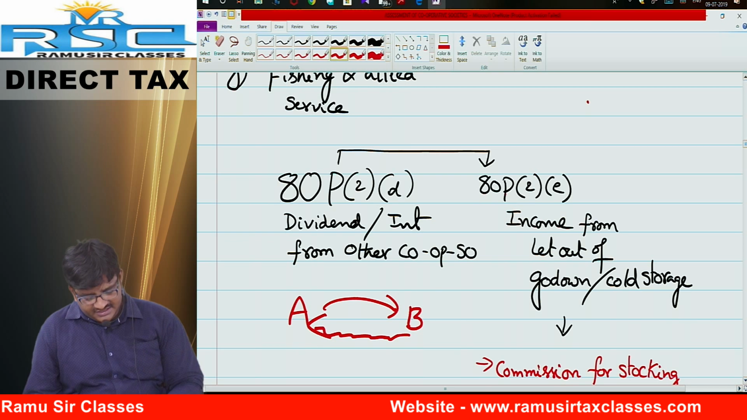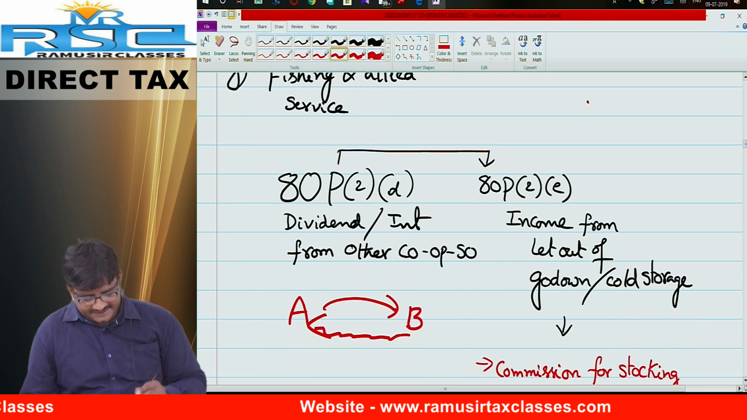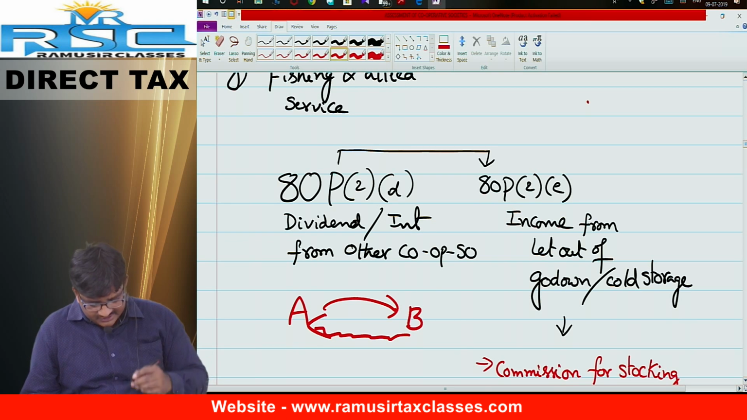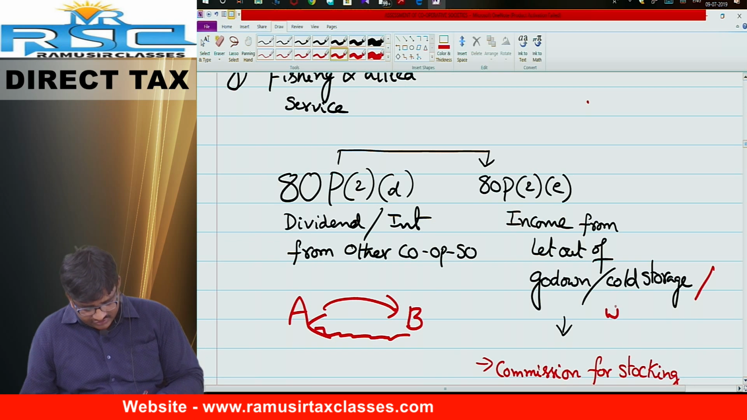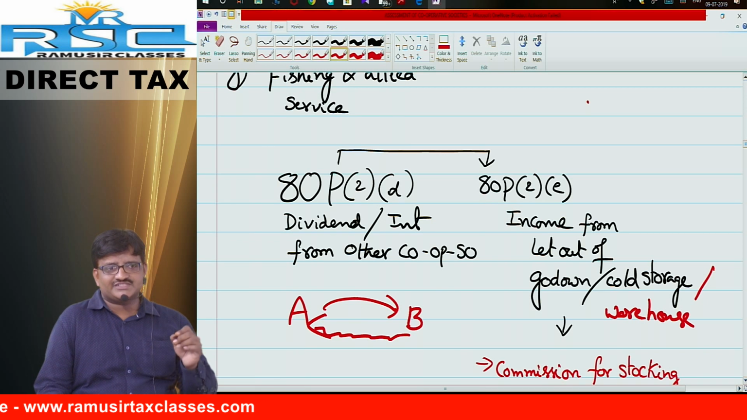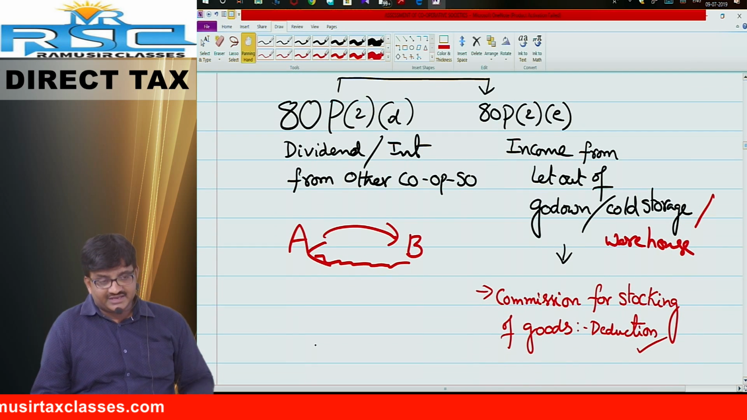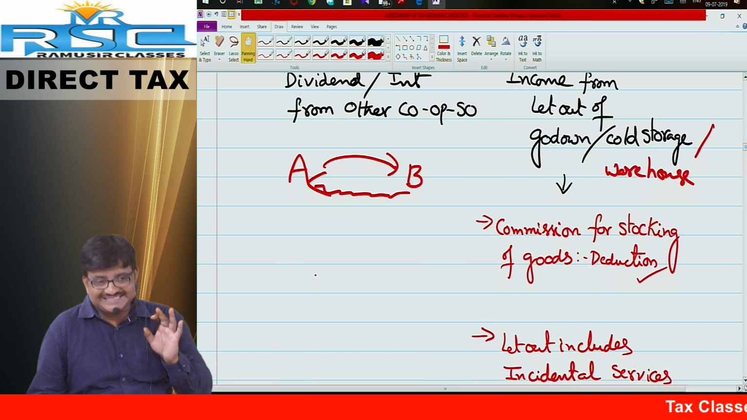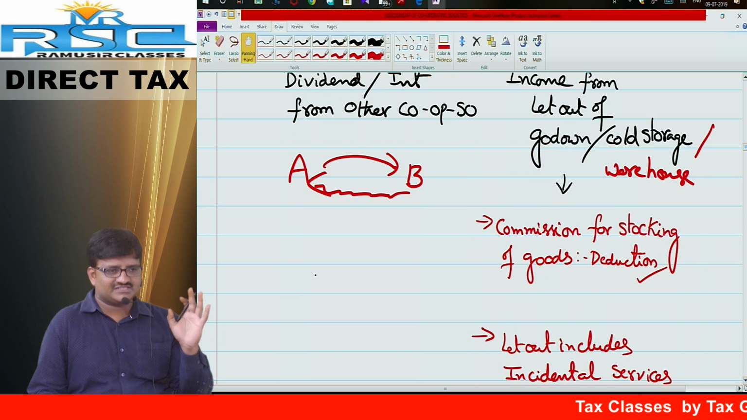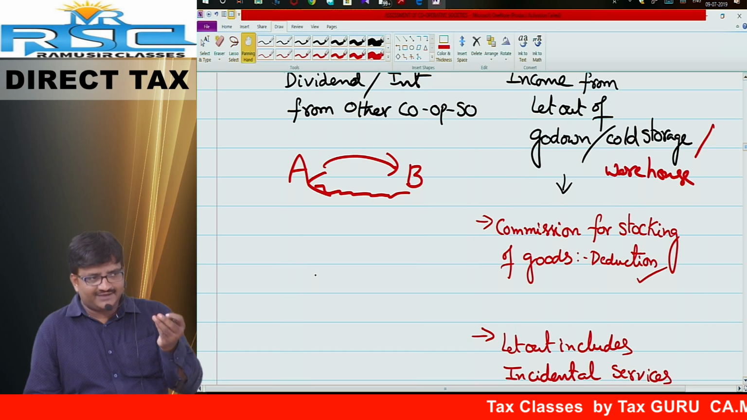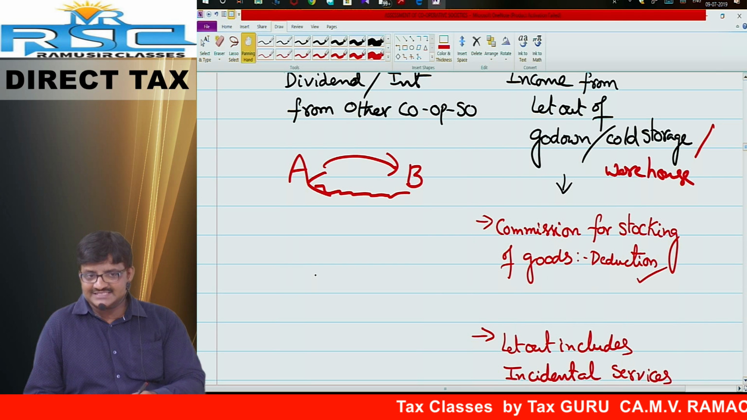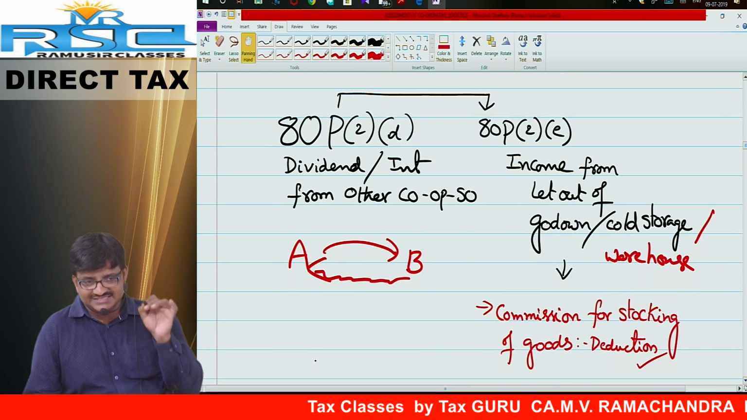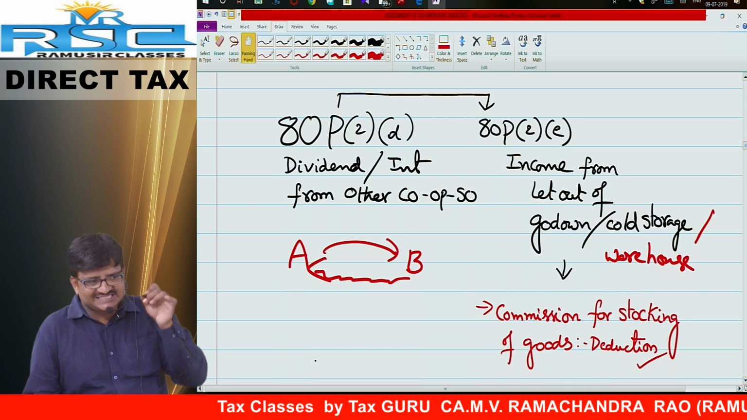Last one, friends, 80P(2)(e). Income from letting out of godam, cold storage or warehouse. Income from cold storage or godam or warehouse is also allowed as deduction. Commission income is also allowed as deduction. Letting out of buildings and godams also includes incidental services. Example, marketing facilities or providing the sale of goods on commission basis. These kinds of activities are also covered. Friends, this is 80P(2)(e).